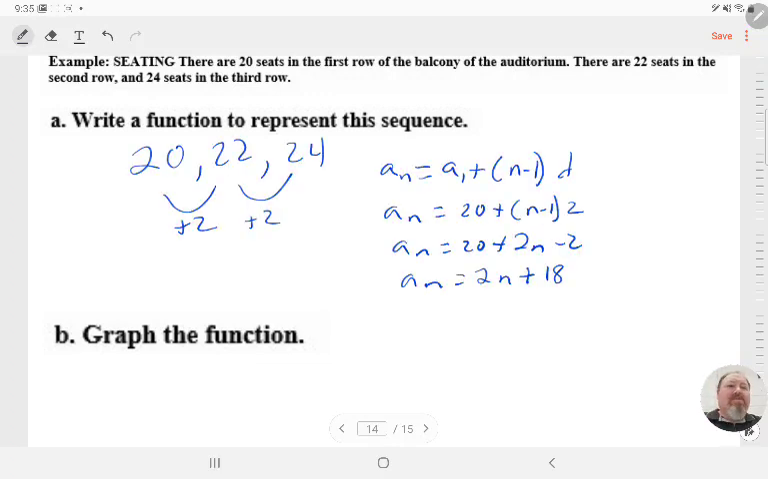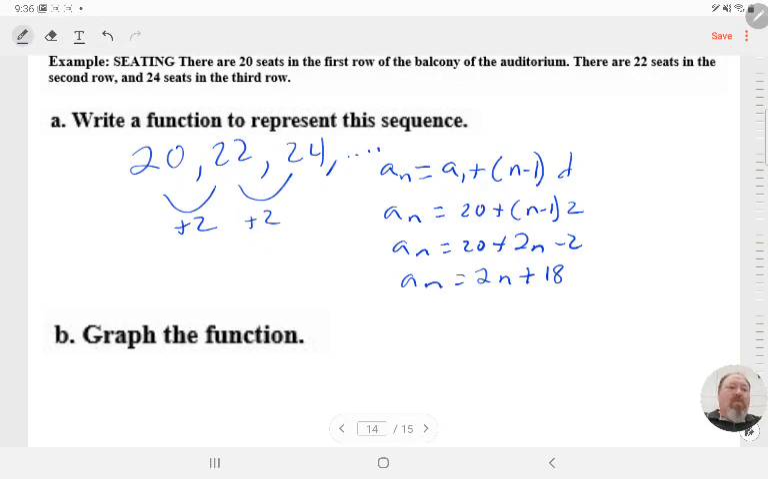Okay, so write a function that represents the sequence. So again, 20, 22, and 24, those are the three terms that I have. Then that increases by 2, so that's my common difference. So my d would be 2.